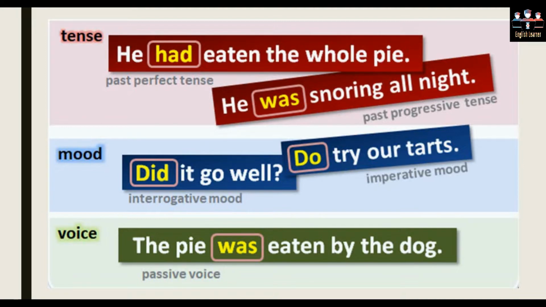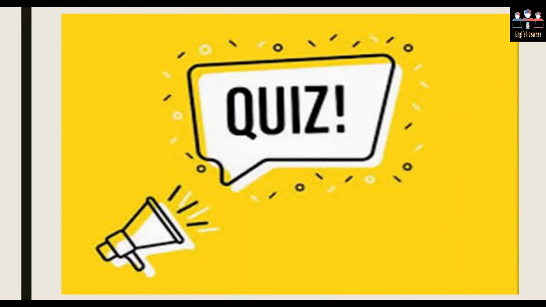The last function of auxiliaries is acting as a voice. The pie was eaten by the dog. It is a passive voice. Now students, let us implement the concept of all three auxiliary functions on the quiz. Let us have a quiz.